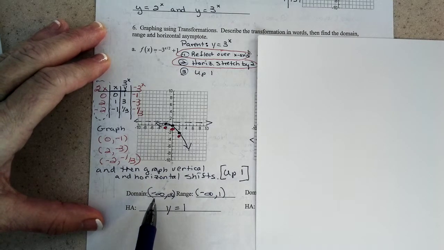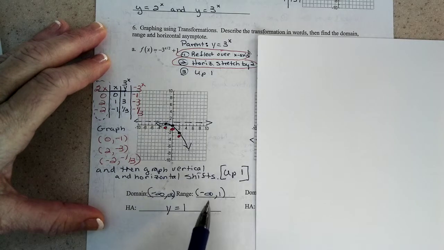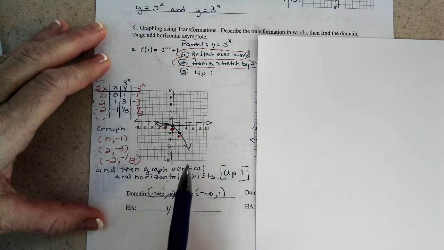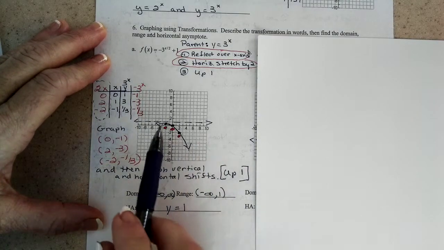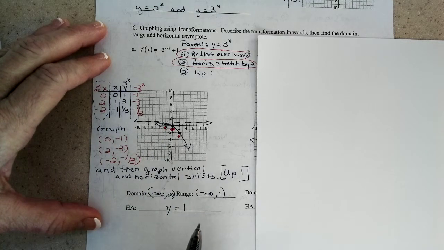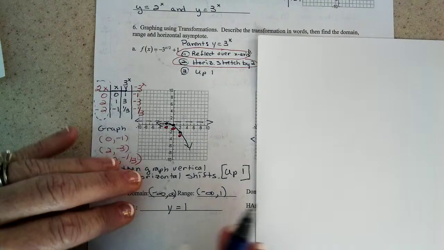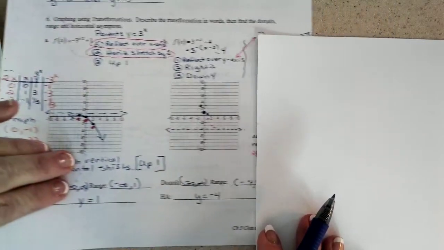Now we can look at the graph and see that the domain's all real numbers again. The range goes from -∞, the lowest value, up to +1 because the asymptote moved up 1. Horizontal asymptote is at 1. Okay, let's look at the next one.